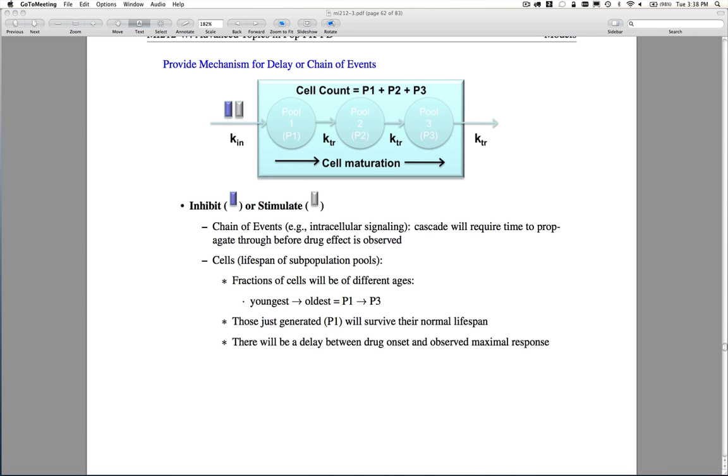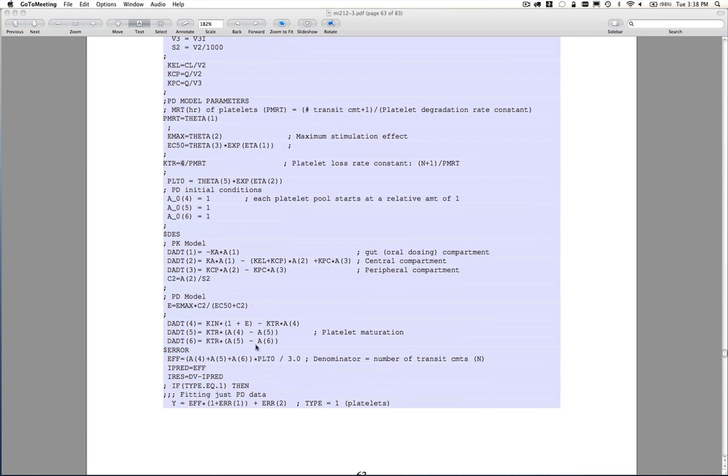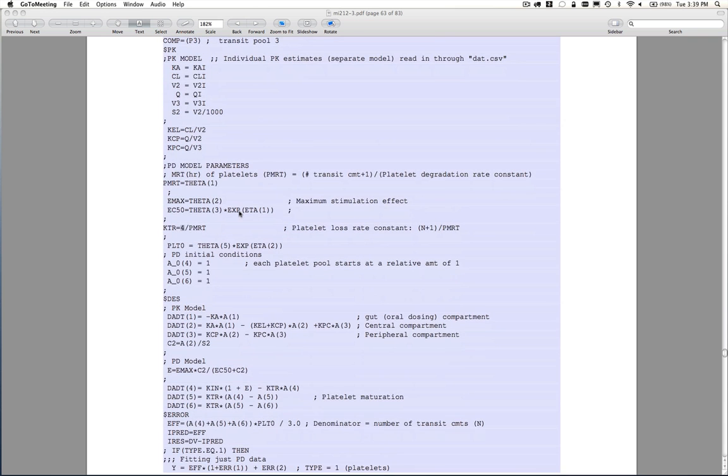So I had mentioned before the definition of KN. It should equal K transit. I didn't see it within the control stream. And so it's also equal to K transit times not the initial platelet zero, but it's actually equal to the initial A6 here, or A4, if you will, because A4 and A6 are both equal to 1. Your KN is equal to K transit times 1, so your KN is equal to K transit. That should be up here somewhere in the code. As I cleaned it out, I probably inadvertently deleted that. So I'll make sure that's back in there.